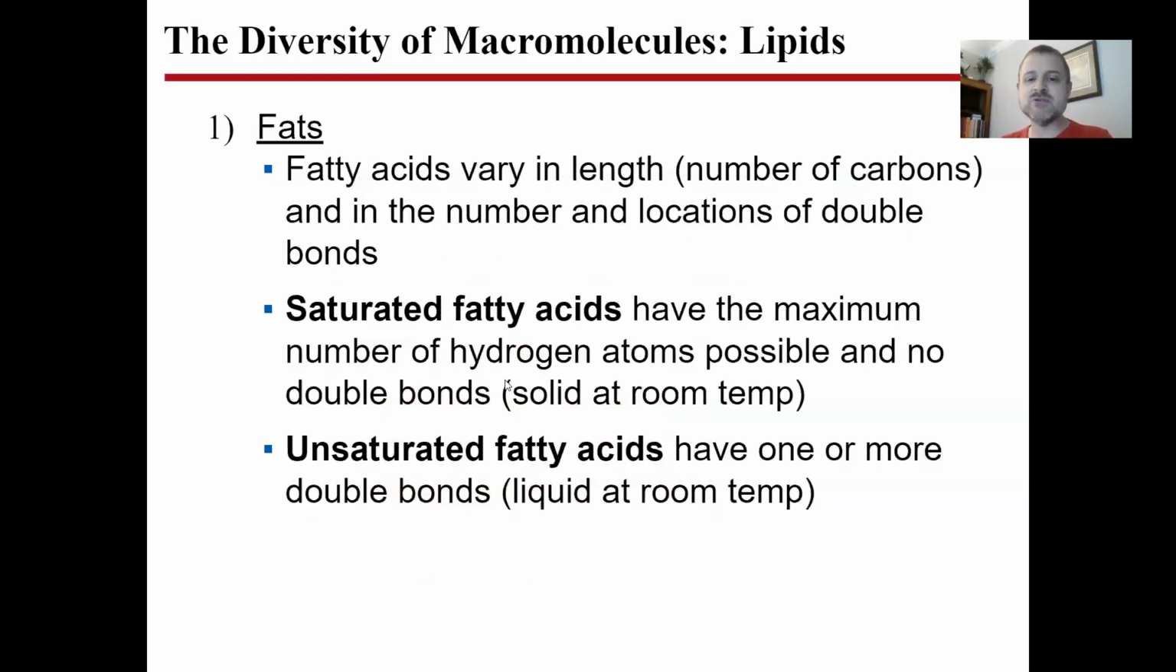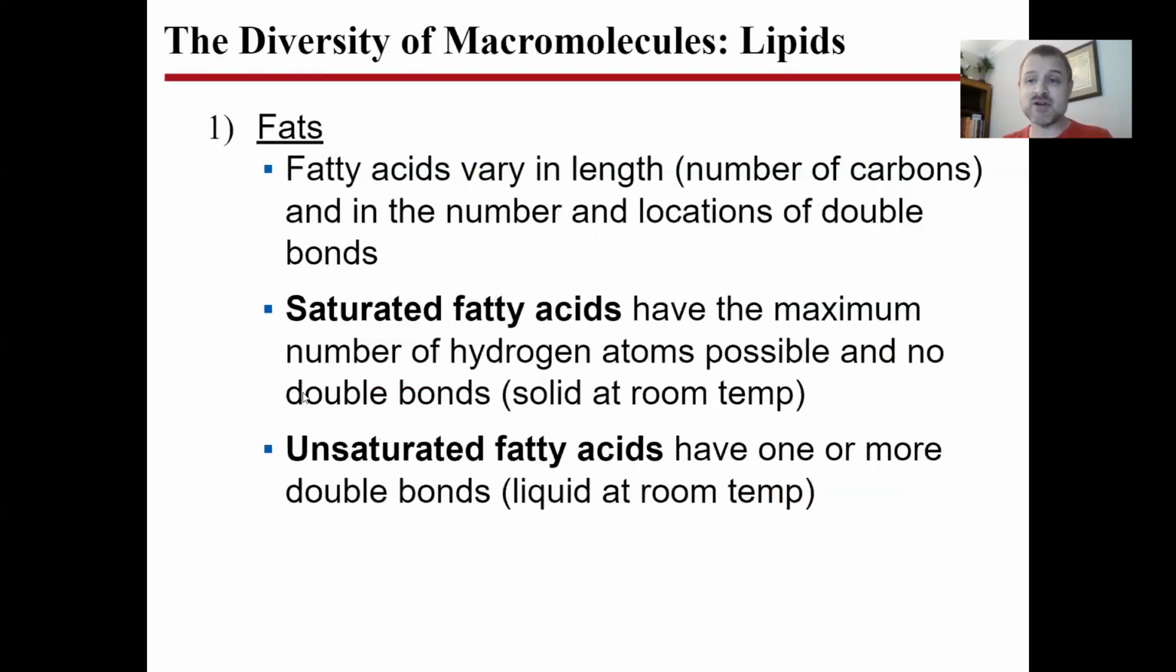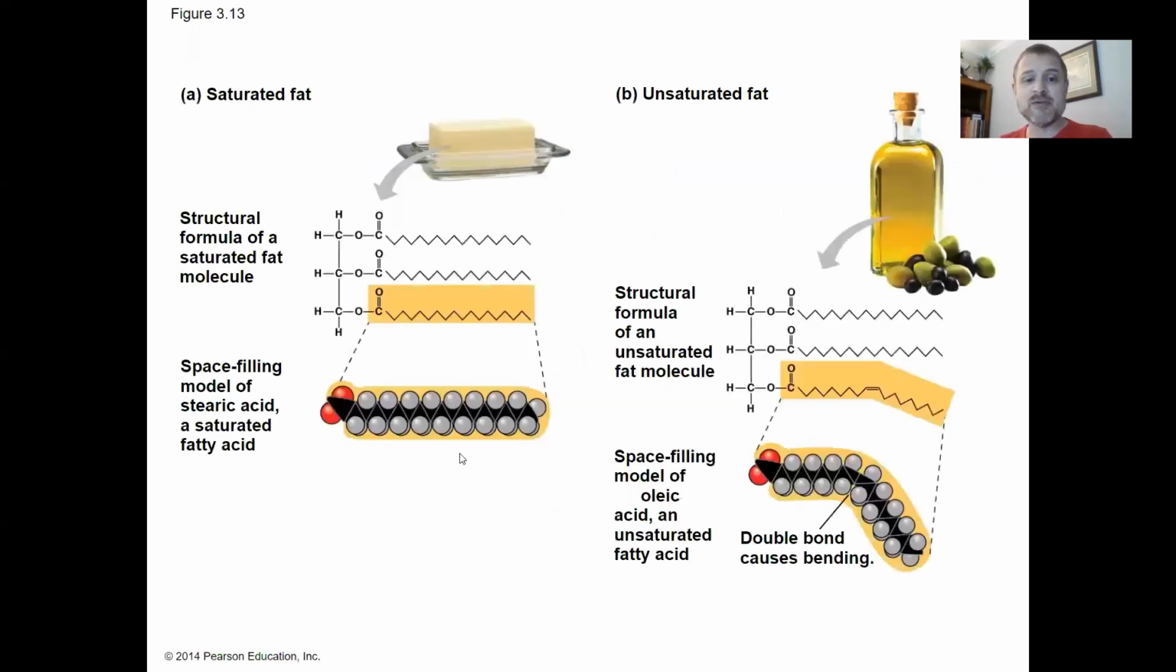If I were to add a double bond, you're going to lose some hydrogen, like in this one right here. That's called an unsaturated fatty acid because it doesn't have the maximum number of hydrogens because it has 1 or more double bonds. Things that are saturated fatty acids are usually solid at room temperature, like a fat. Things that are unsaturated are usually liquid at room temperature, like an oil.